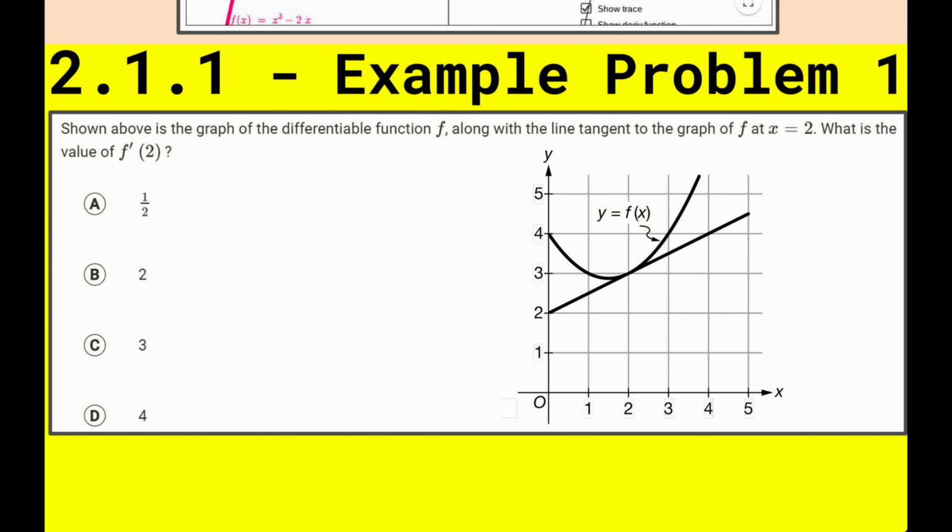All right, so it says right here, shown above, even though it's not above, it's right here, that's okay, is the graph of a differentiable function f. Okay, so this thing is f right here. It's labeled with this little arrow right here.